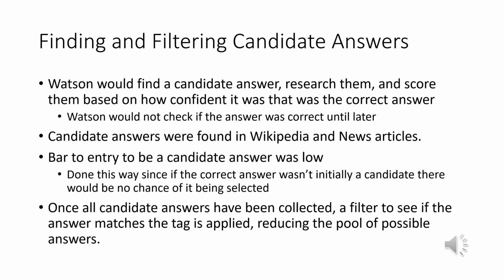Now that Watson has broken apart its clue and knows what to look for, how can Watson come up with the correct answer? After all, the relational database alone will not have enough data to be prepared for every question that can be thrown its way. Watson would now search through its storage consisting of Wikipedia and news articles for instances of the tag and other key information and see how much of that information overlapped. If enough of an overlap was found, then the item would be considered a candidate answer, and Watson would do more research on the topic. Otherwise, it would prune that part of the search and move on. This meant that the bar to entry to be a candidate answer must be low, since if the initial pass didn't consider the correct answer to be a candidate, then there would be no possibility of Watson actually finding the correct answer. Once all the candidates had been collected, a filter was applied to see if answers collected matched the tag that we found earlier to reduce the pool of answers.